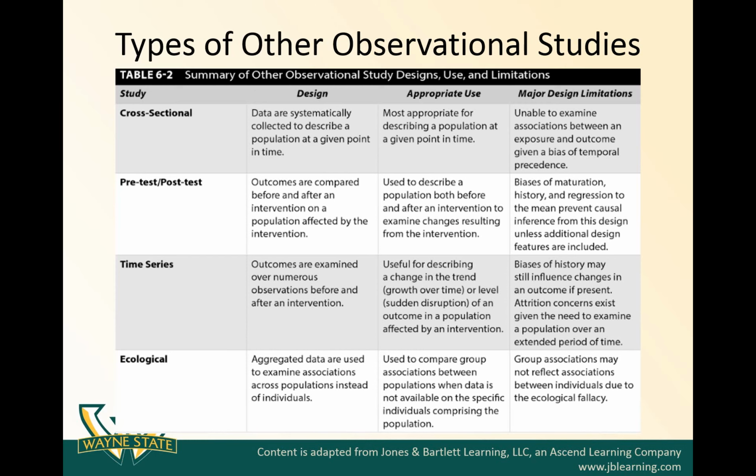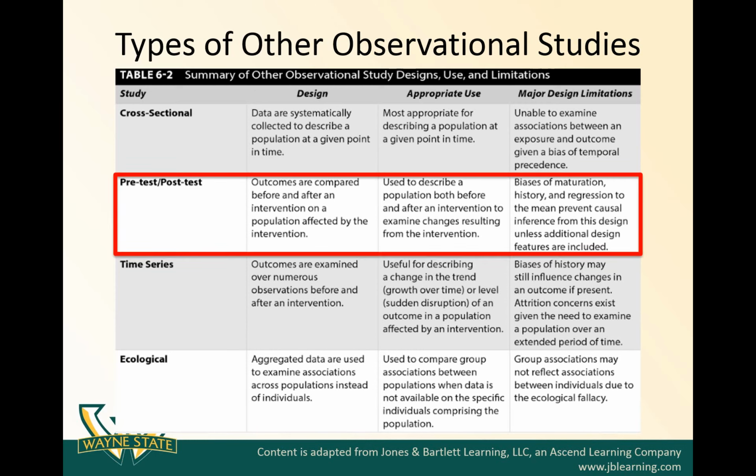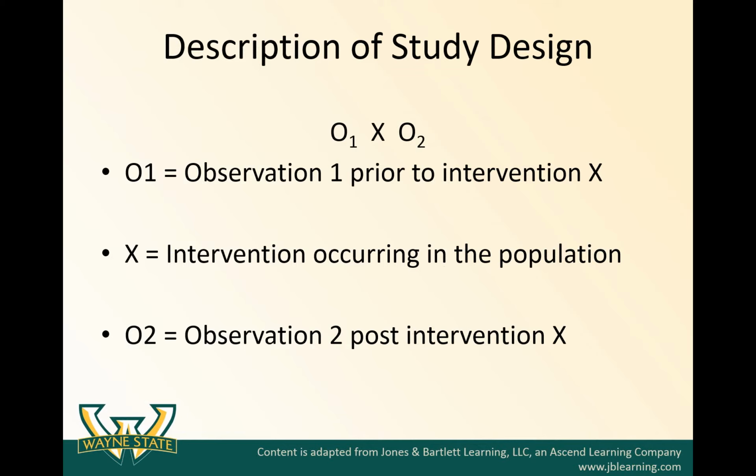Another type of observational study design is a pre-test, post-test. And in these, you're observing a population before and after an intervention, to see how the population is affected by that intervention. This limits the bias of temporal precedence in a cross-sectional study by observing the population prior to the intervention. This is a basic study design.